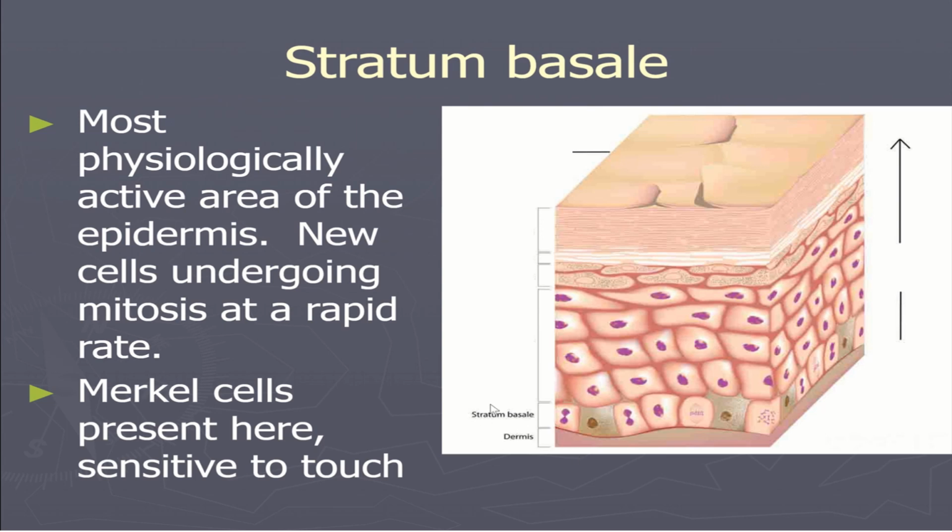And then right above that, we have the stratum basale. So this is the most physiologically active. That means that these are the cells that are doing the most jobs. They're going through mitosis at a very rapid rate. So it is the incredibly active section. This is where Merkel cells are located. We also have melanocytes in here. We have a lot of cells going on in this section.